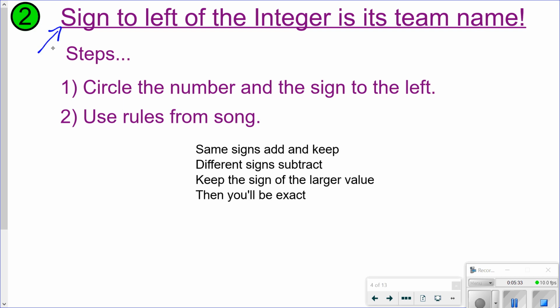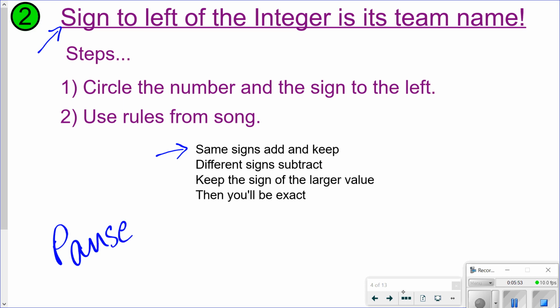These are the steps. I want you to circle the number and the sign to the left, and then use the rules from the song. If you want to write that down again, it wouldn't hurt you to write that down so your brain remembers it. Go ahead and hit pause while you get this in your notes.